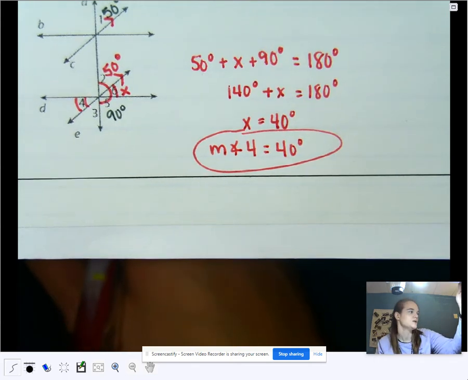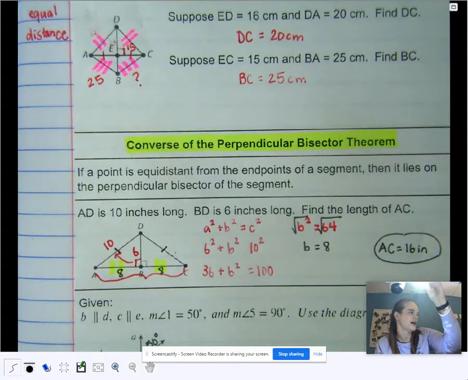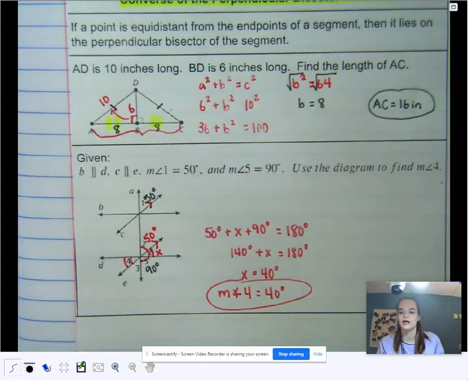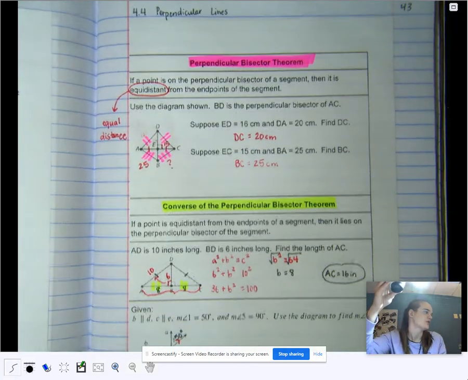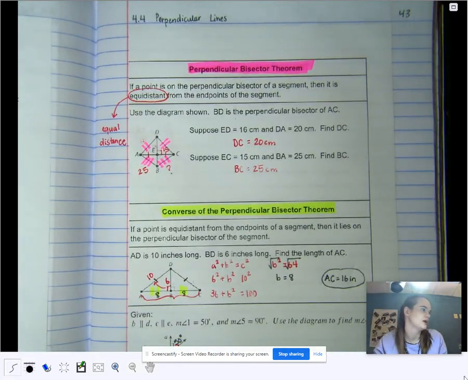Okay, so today your homework will be about these two, as well as sometimes a review about parallel lines. If you did not glue it in, or you did not write on this page, please do so now. And I'll see you tomorrow.